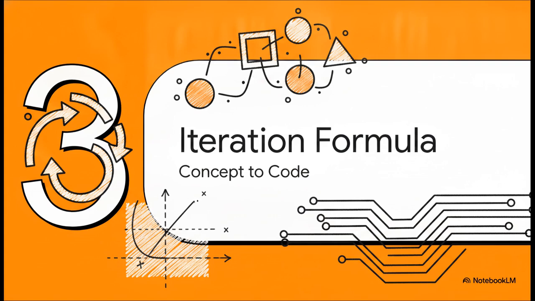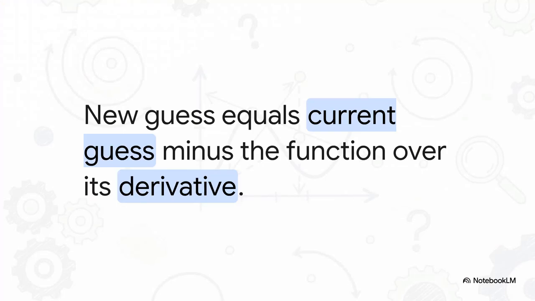Section 3. Concept to code. The iteration formula. So we need to translate that simple visual bouncing into an actual mathematical formula so a computer can handle it. Here's how that looks. Our new guess is simply our old guess minus the function's value divided by its slope. That's it. This beautiful, straightforward little formula is derived directly from a first-order Taylor expansion, which honestly completely bypasses any of that major math anxiety. You just punch in your current guess, the function, and the derivative, and the formula spits out a brand new guess that's instantly closer to the true root.